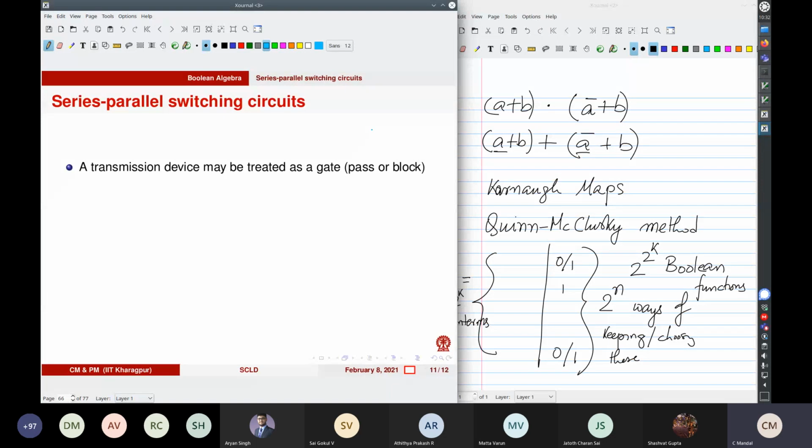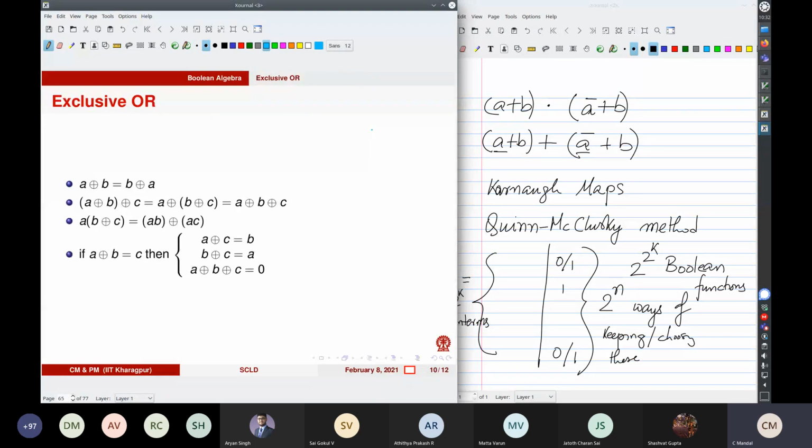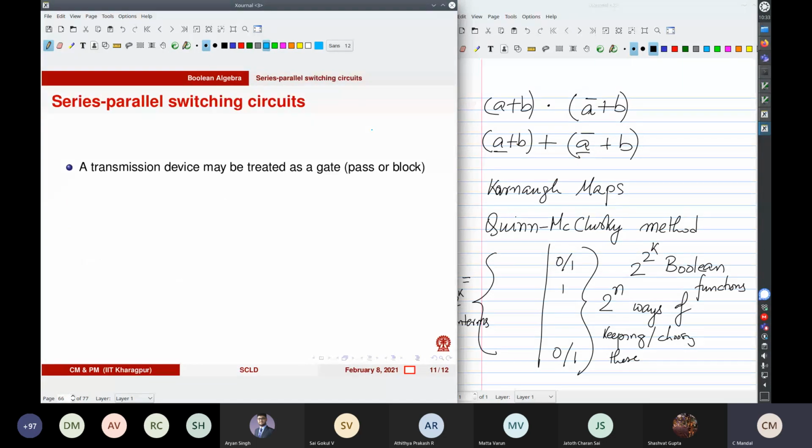Yeah, so we'll just take a look at series parallel switching circuits. So we have looked at Boolean gates like XOR, AND, OR, NOT, etc. Many gates. We also have series parallel switching circuits, which you have actually seen before in the very early lectures.